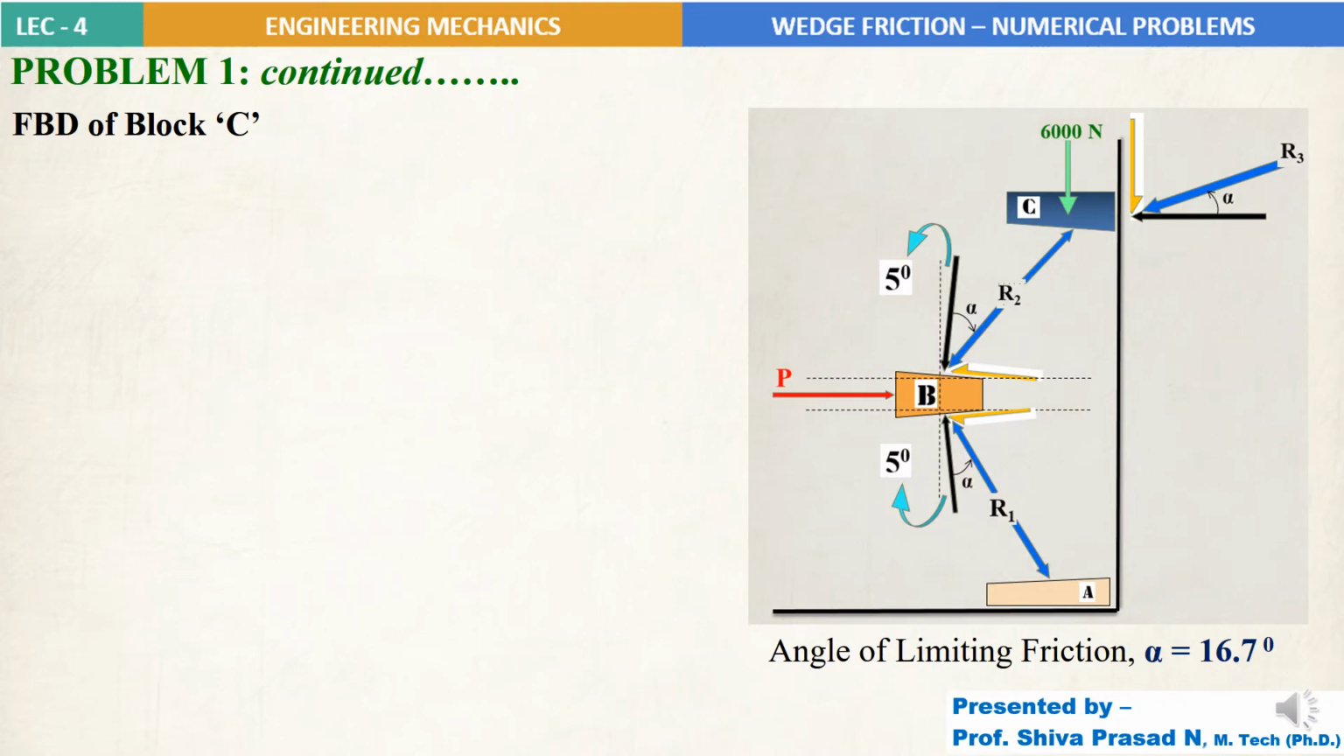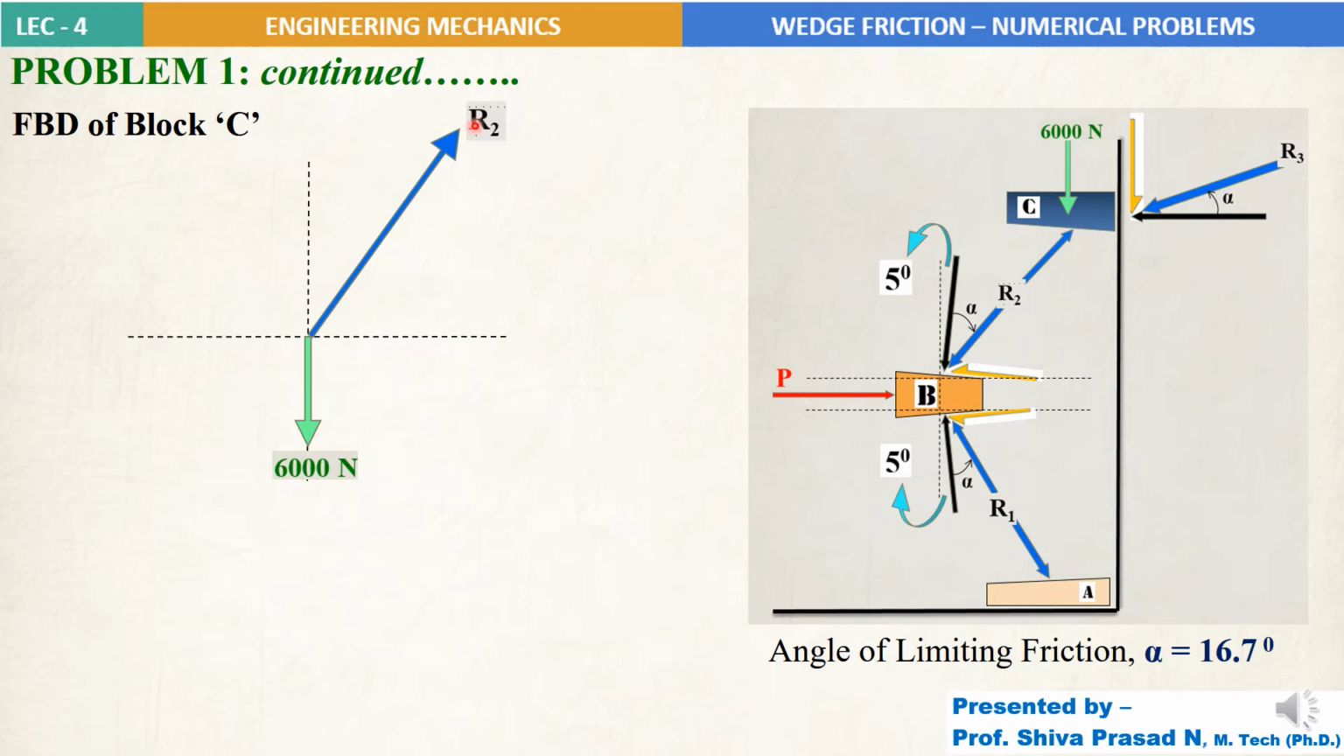So next, to continue with the problem, I will choose the free body diagram of block C alone, and I will try to find the unknown values. So I am bringing the free body diagram of block C alone over here. Please note the self weight of C acting downwards, that is 6000 Newton. The resultant R2 acting in the upward direction towards C, so I am marking it here, R2.